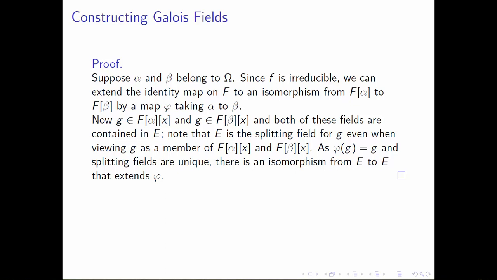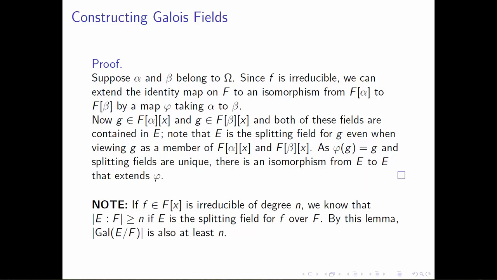So phi of g is equal to g, and splitting fields are unique. So we know that there's an isomorphism from E when viewed as the splitting field for g over F adjoined alpha to E when viewed as the splitting field of g over F adjoined beta. And so that's how we're going to go about building this member of the Galois group of E over F that carries alpha to beta.